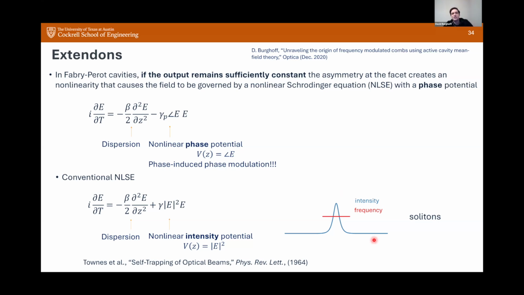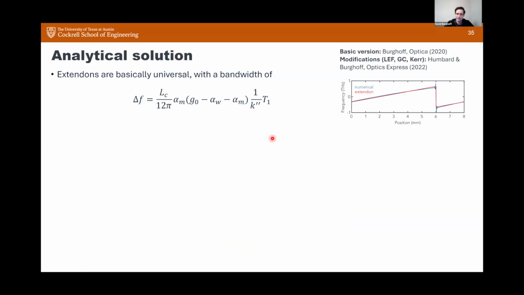And it turns out this phase potential one also has an analytical solution, which we call an extend-on. This turns out to be a wave that has constant intensity and linearly chirped frequency, which is more or less what you see in experiment. Not exactly, but it's the simplified version of what you see in experiment. So this is helpful in that we now have a single equation that can describe a wide swath of solutions, and you can write down analytical solutions for these equations.